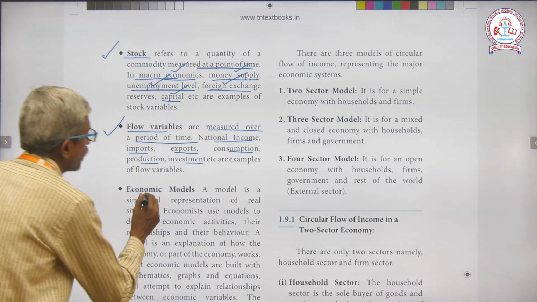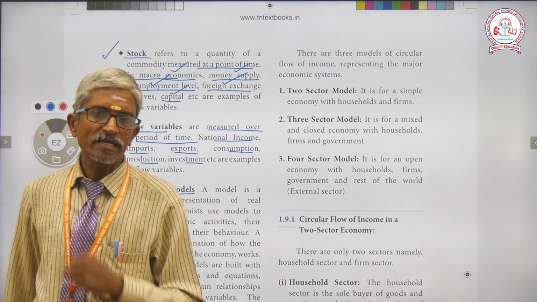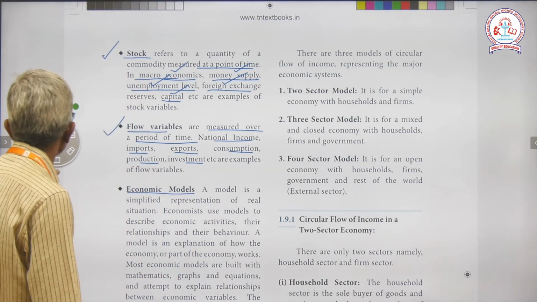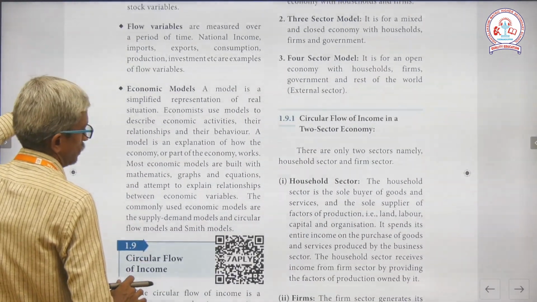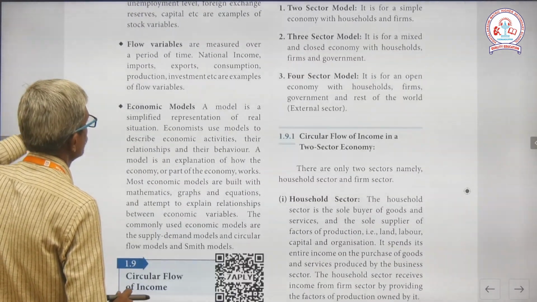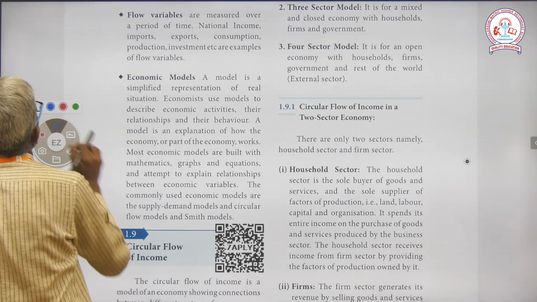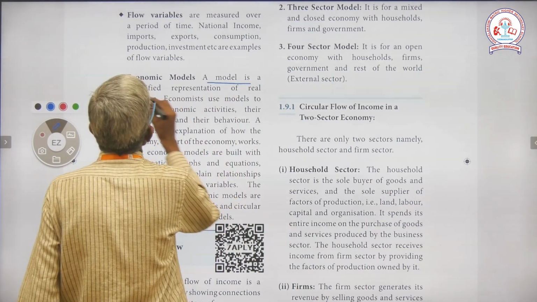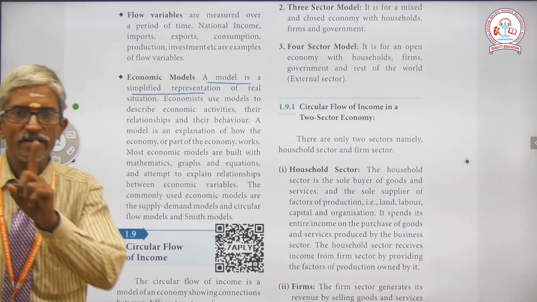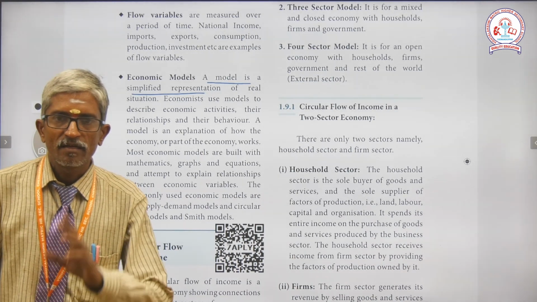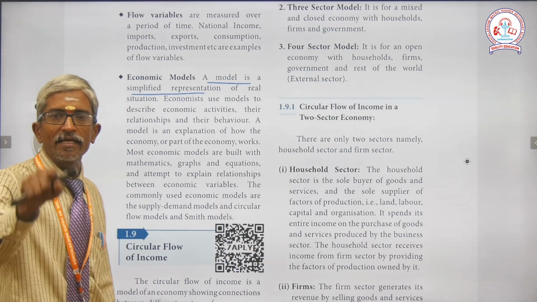Next, the third one about the economic model. What do you mean by model? A quick understanding of concept, that is called a model. In page number 11 we have economic model. The initial line explains very clearly a model is a simplified representation. Point number 1. What is economic model? A model is a simplified representation of a real situation.